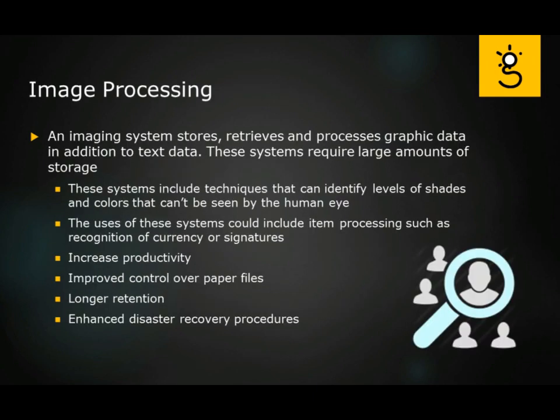Image processing is an image system that stores, retrieves, and processes graphic data as well as text data. Now, these systems usually require a large amount of storage. The systems include techniques that can identify levels of shades and colors that can't be seen by the human eye. The uses of these systems could include processing such as recognition of currency or signatures. They can help increase productivity and improve control over paper files. They have a longer retention, and we also need to make sure they have enhanced disaster recovery procedures.